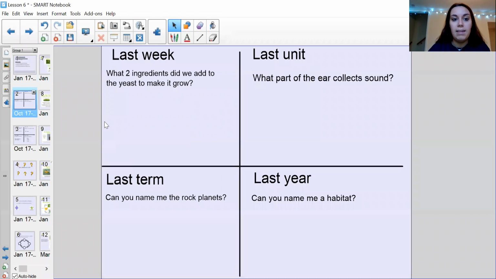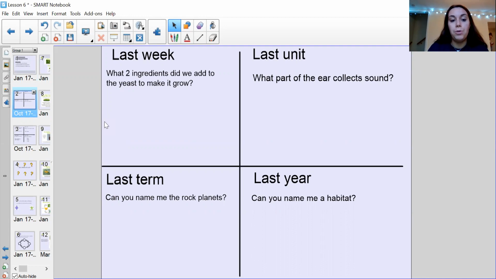Just checking for today. Our first question is, what 2 ingredients did we add to make the yeast grow in our experiment? So have a think back to our experiment. What did me and Miss Fink add to our yeast to help it grow? Second question is, what part of the ear collects sounds? We had a little chat about this last week in our just checking, but see if you can remember the specific part of the ear that collects sound.